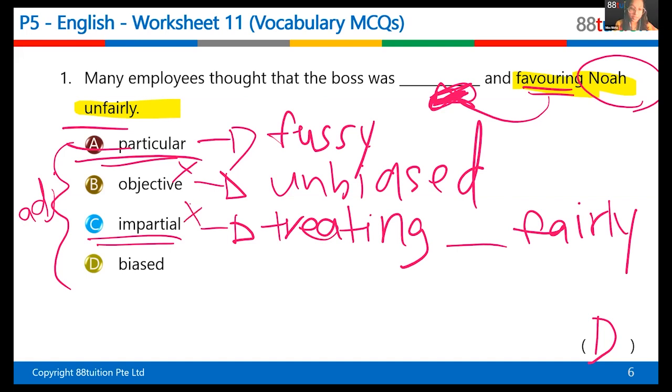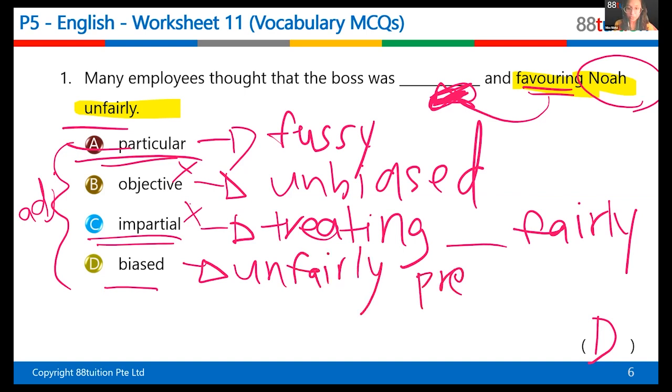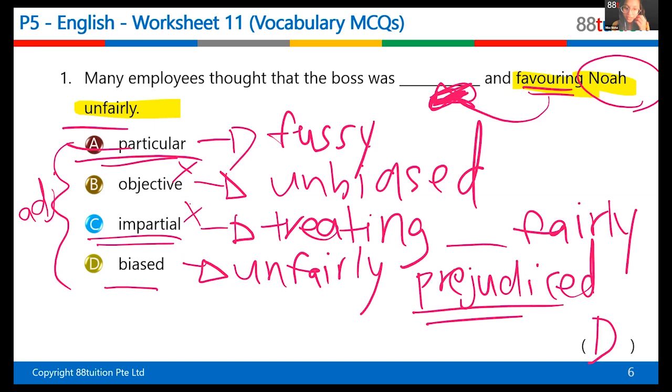So clearly the answer is bias, because bias means you're prejudiced. You are unfairly prejudiced. Okay, if I say you're prejudiced, it means you're one-sided. It means you only see things from one side, one point of view. So unfairly prejudiced, you're against everything else, just that view. So that's why the answer is D.